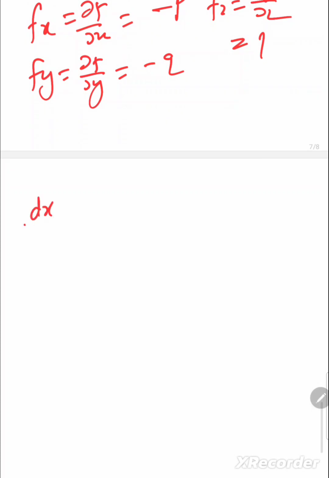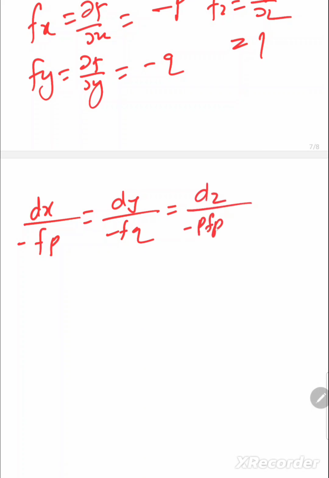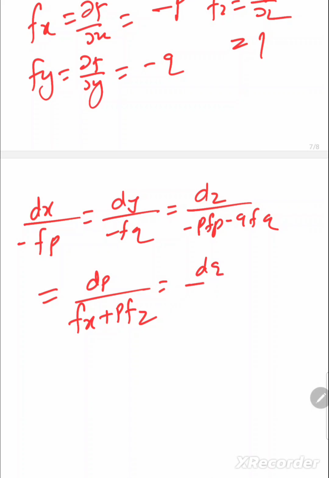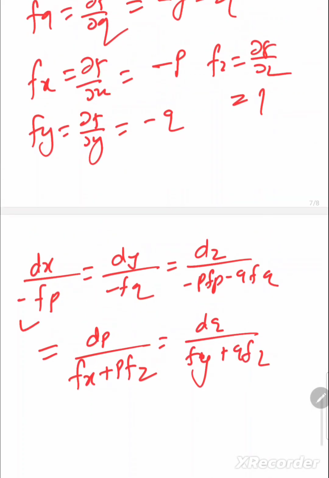What is the auxiliary equation? dx upon minus fp, dy upon minus fq, dz upon minus p fp minus q fq. If you write this formula 2 or 3 times, you will definitely be able to remember this. Okay, dp upon fx plus p fz and dq upon fy plus q fz. Okay, now put all these values here.